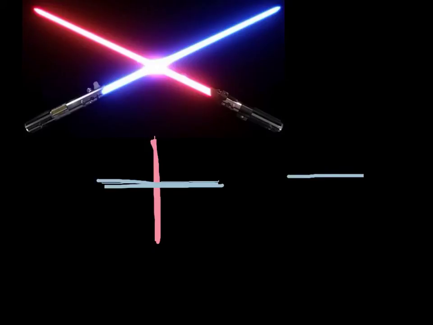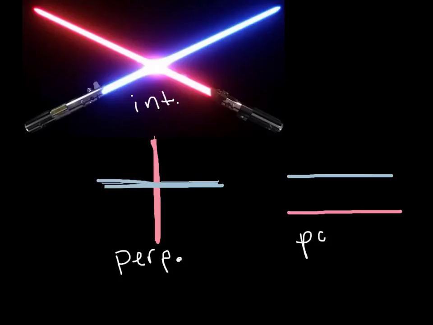Now, if we had lightsaber beams, one blue one going through here, and one red one going through here, these, of course, would be parallel beams, because they are never going to touch. So we've got intersecting, perpendicular, and we've got parallel.